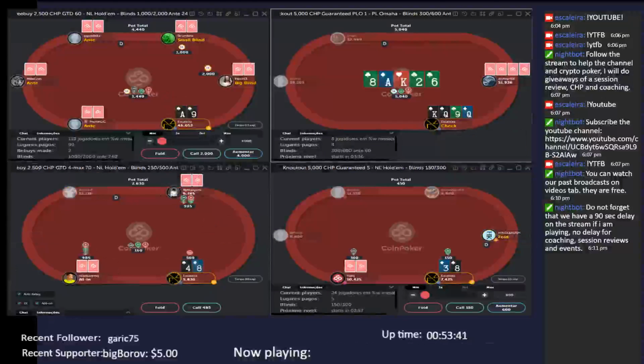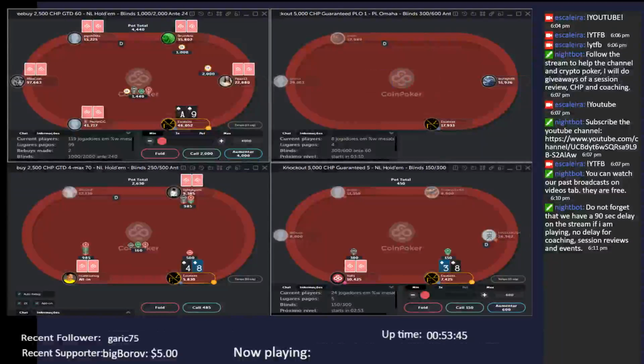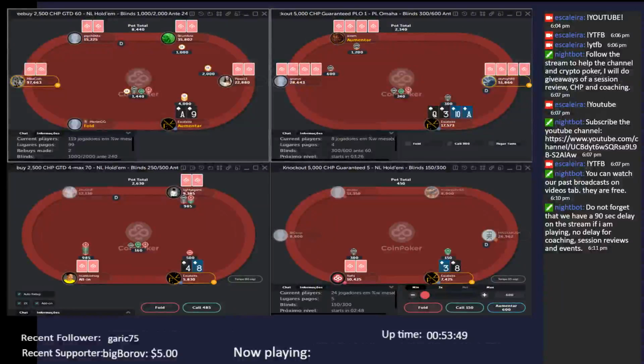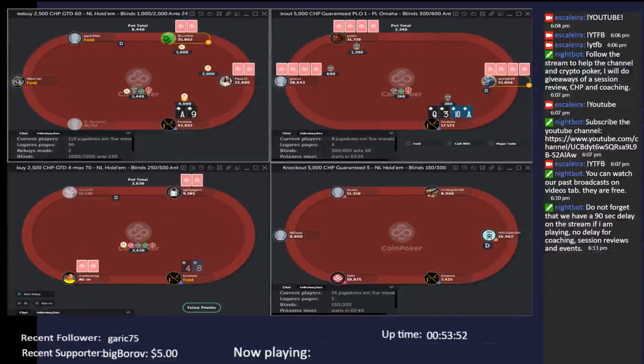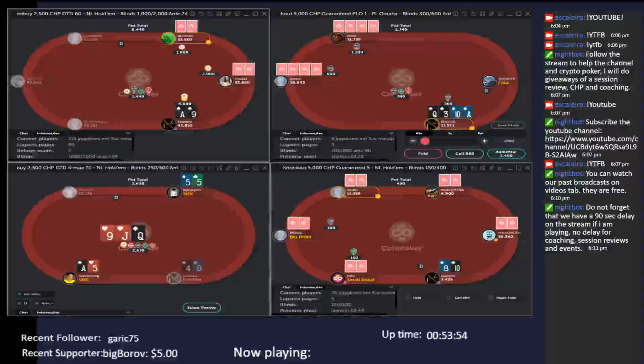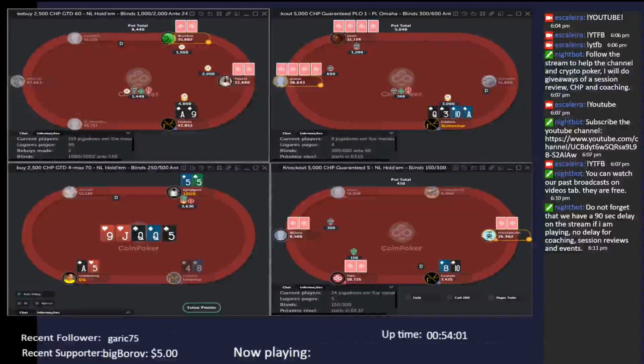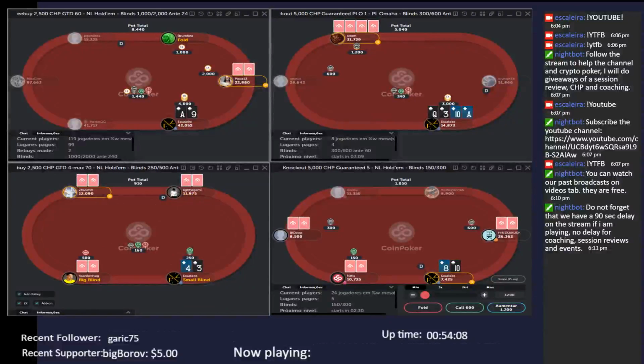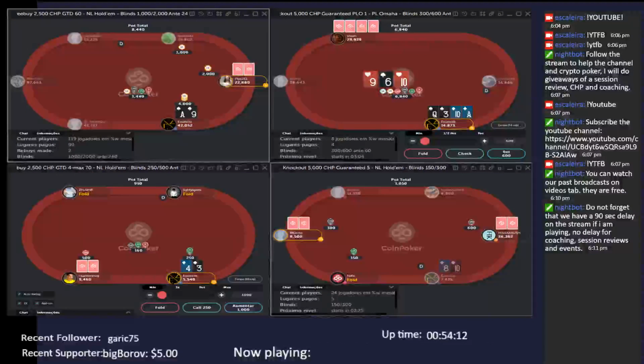We have queen high. So we are raising here with the ace 9 suited. I think it's good enough. We go here for 3000 with a double suited hand. Look at this hand, this is a nice hand. The 3 is playable, it connects with the ace. So we have a good hand.